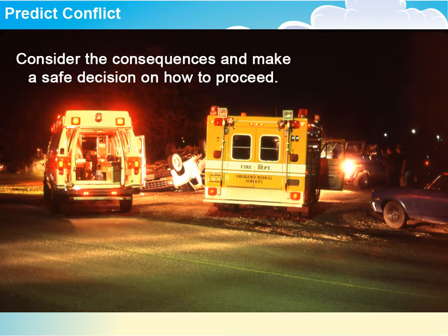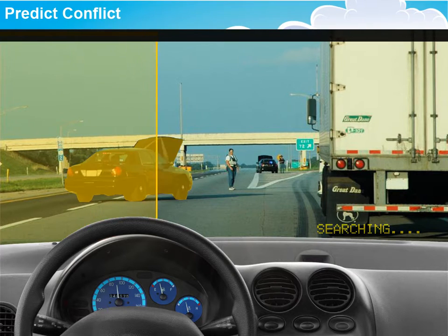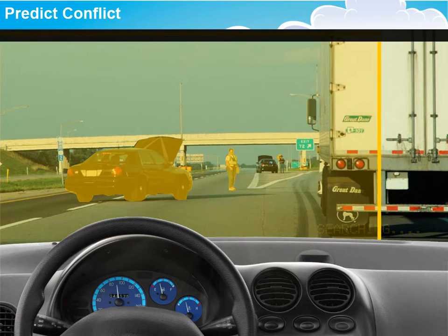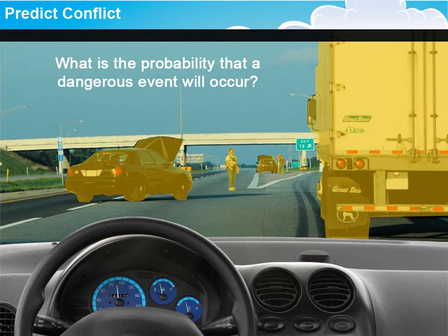on how to proceed. Be aware of the roadway and the off-road environment. Scan your environment well ahead, to the sides and behind. Keep your eyes moving and search the entire traffic scene. Predict the chances of a conflict occurring. Anticipate the actions of others. What is the probability that a dangerous event will occur? Be prepared to manage hazardous situations.